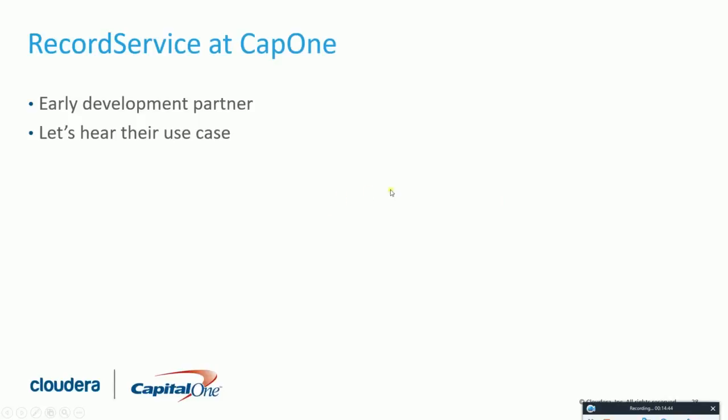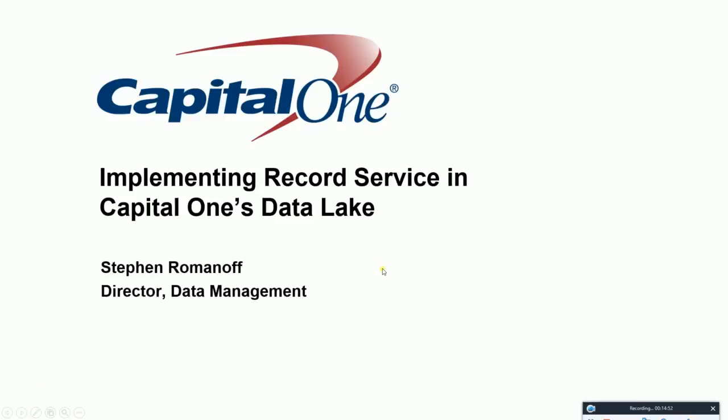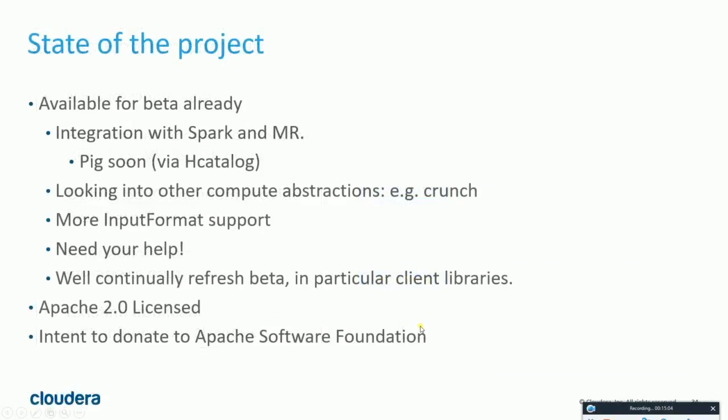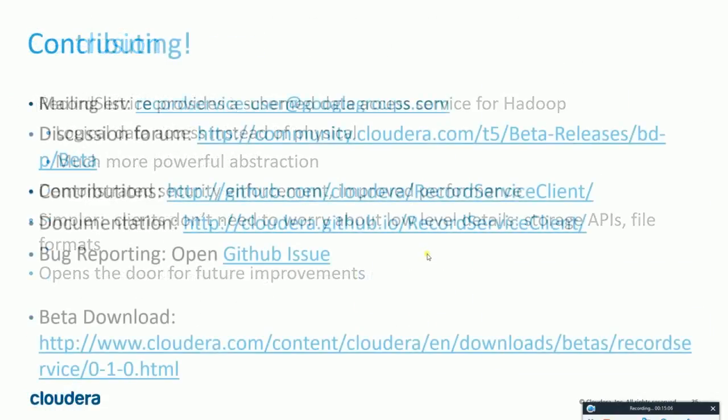So yes, this is about Capital One using RecordService because they were one of the partners in early development. This is talking about how Capital One had a use case, Cloudera took it and developed something, and now Capital One is happy. And everyone wins.